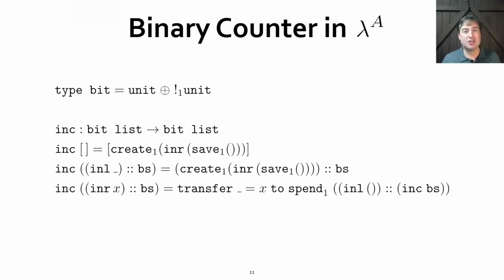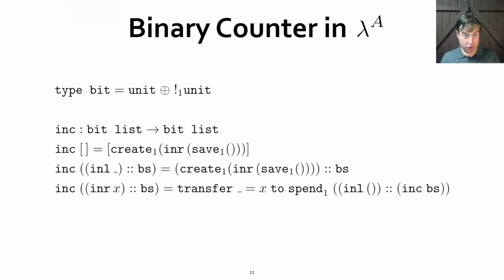If the list is empty or has 0 as the least significant bit, we create a credit and make a 1-bit value by attaching that credit to a unit value and then returning that as the least significant bit. And if the least significant bit is 1, we detach the credit using transfer, spend it, and then make a recursive call on the tail and cons a 0 onto the result.